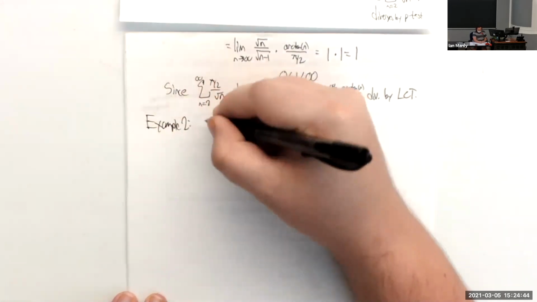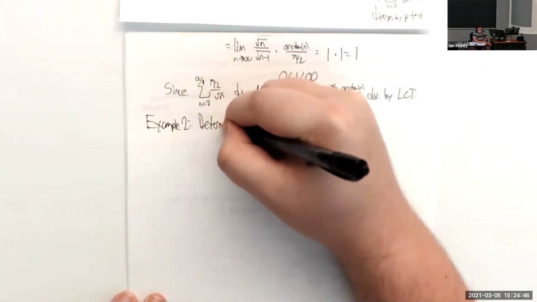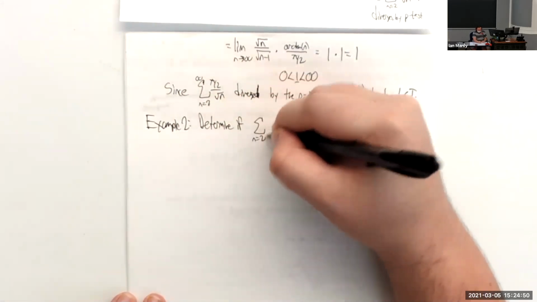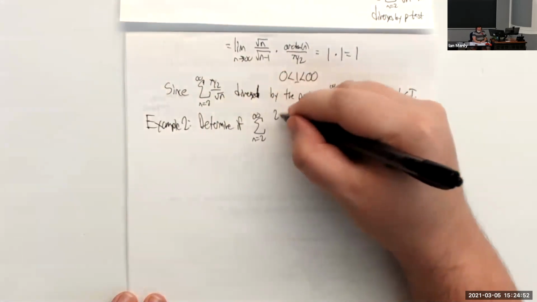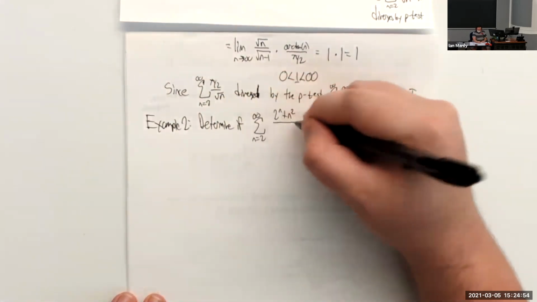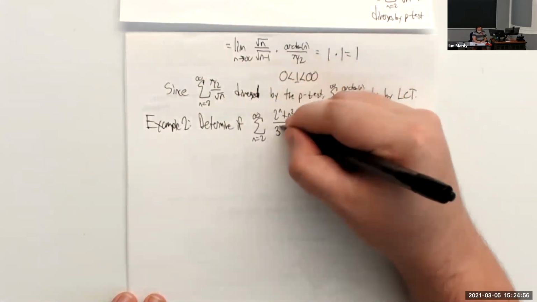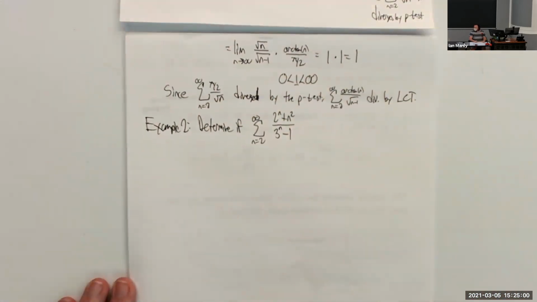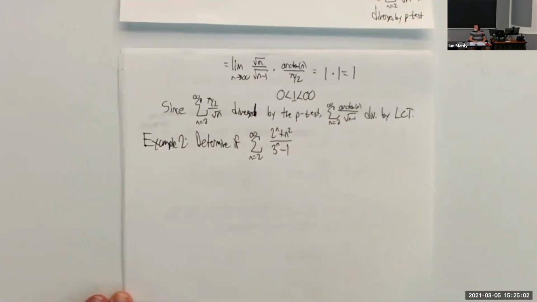Example 2. So determine if this series converges. 2 to the n plus n squared over 3 to the n minus 1. All right.